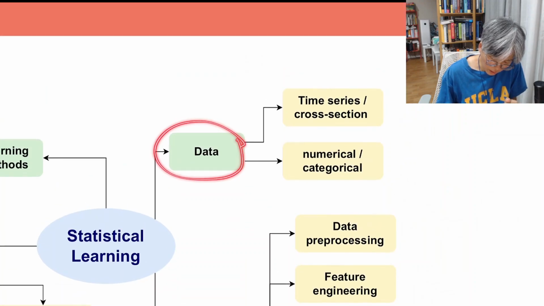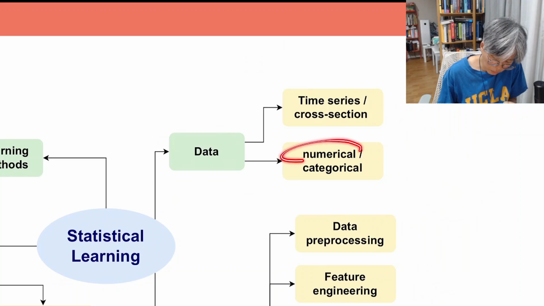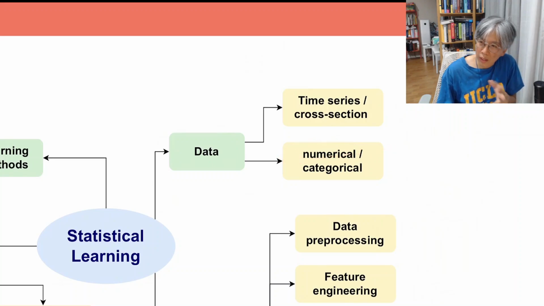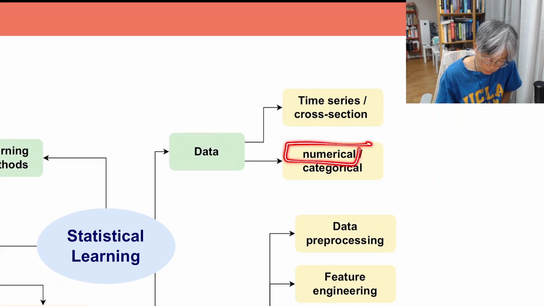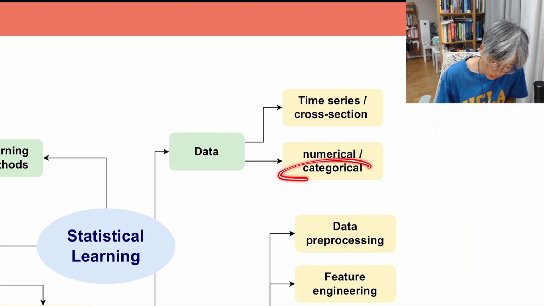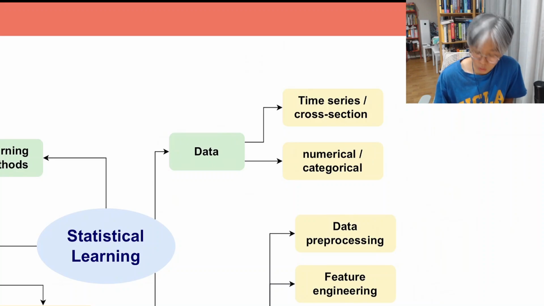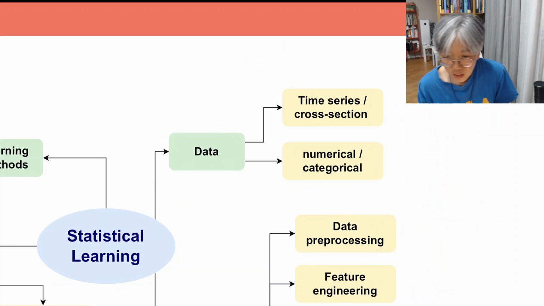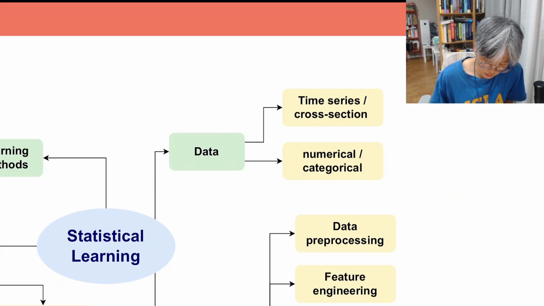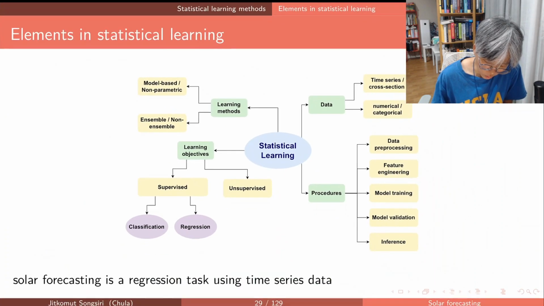For the data, your data can be time series or cross section. Your data can be numerical data that are mostly typical in engineering, or your data can be categorical. So it's a qualitative variable like genders, like religions, or other things, all right, that are non-quantitative.